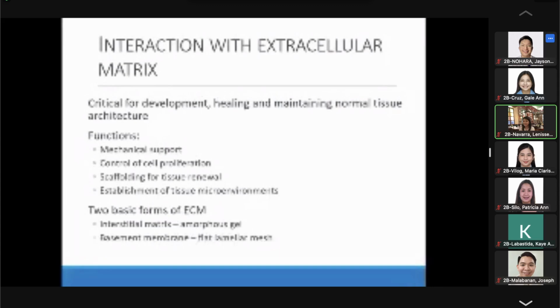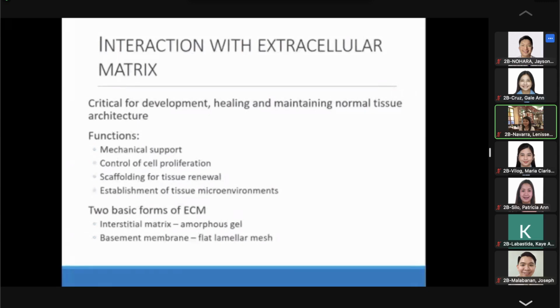It also serves as a scaffolding for tissue renewal because normal tissue structure maintenance needs a basement membrane or a stromal scaffold. And if this is disrupted, it could lead to defective tissue regeneration and repair. It also functions to establish tissue microenvironment. And they serve as the boundary between the epithelium and the underlying connective tissue.